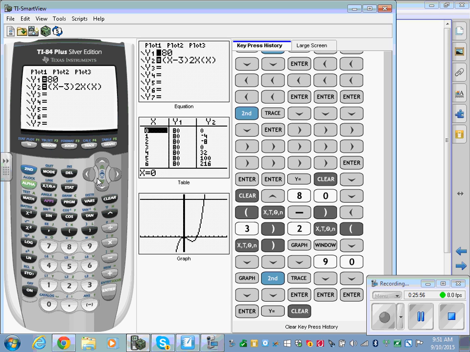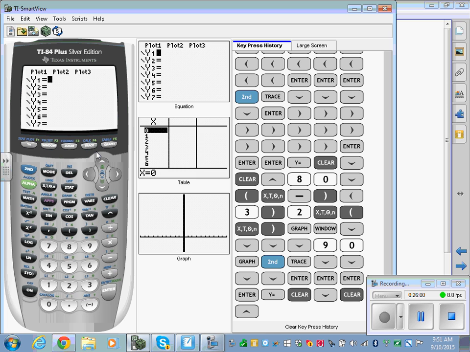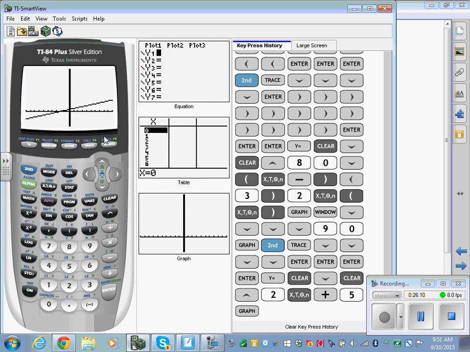Make sure you clear out everything. Now we're going to type in 2x plus 5. So type in 2x plus 5. Now, we could either graph it or look at the table. Now, if I graphed it, it's a line.